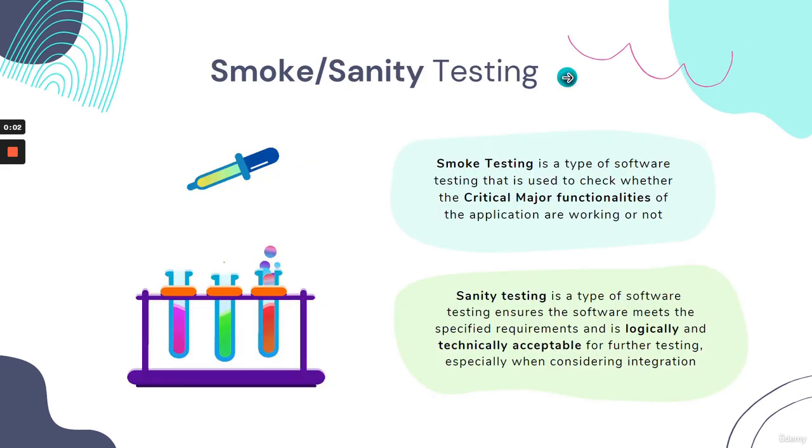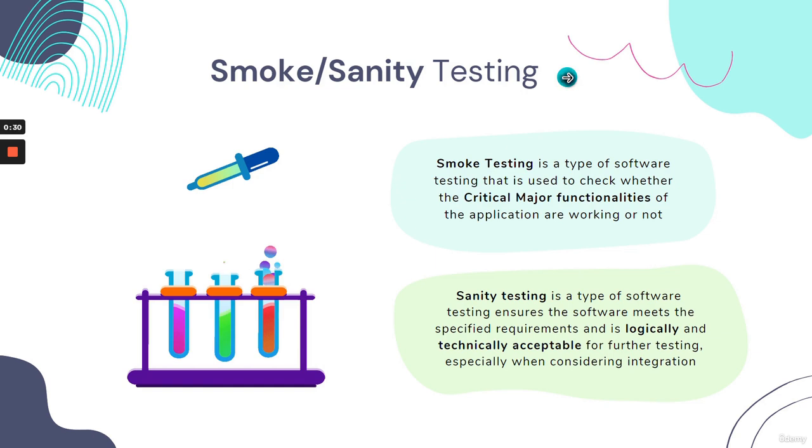Another very critical method or process in manual testing is smoke testing or sanity testing. Smoke testing is a type of software testing that is used to check whether the critical major functionalities of a software application or system are working or not. Basically, it's kind of a pulse check or health check.